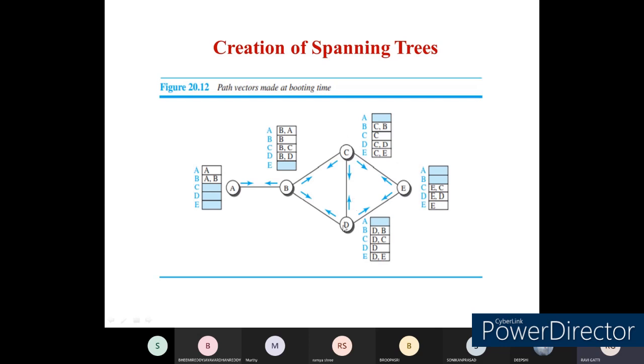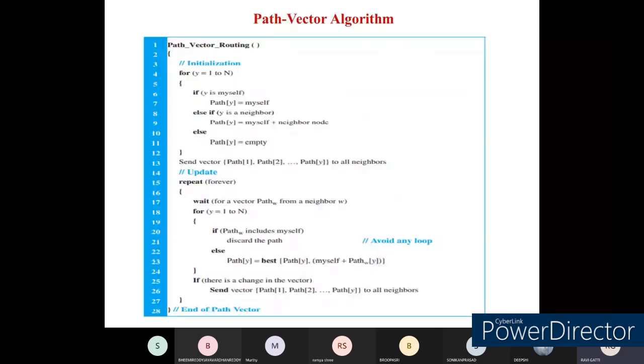Similarly for the node D, since it is not directly connected to A, there is no path existing between D and A, and there is a path with B, a path with C, and a path with E. So based upon that we will be creating a spanning tree.